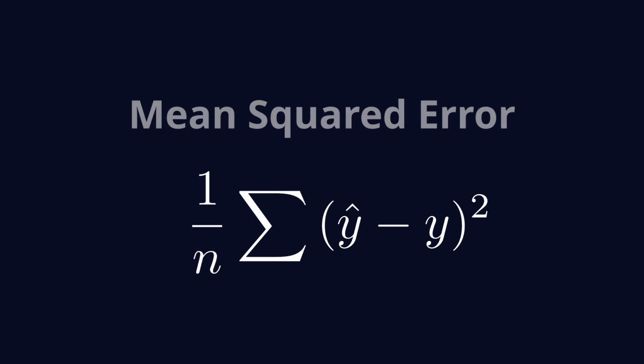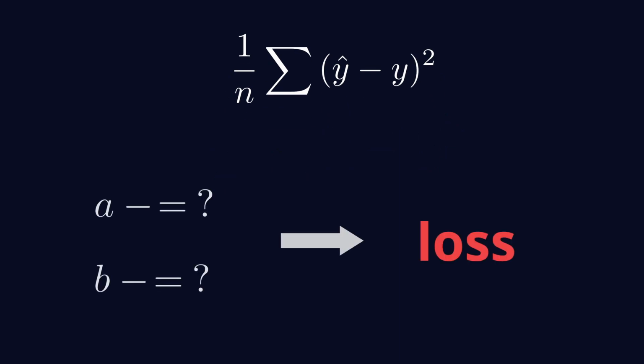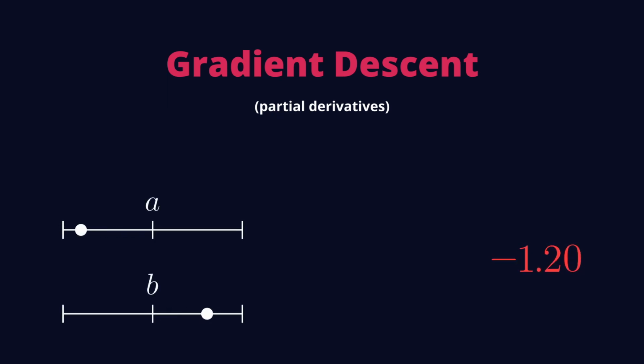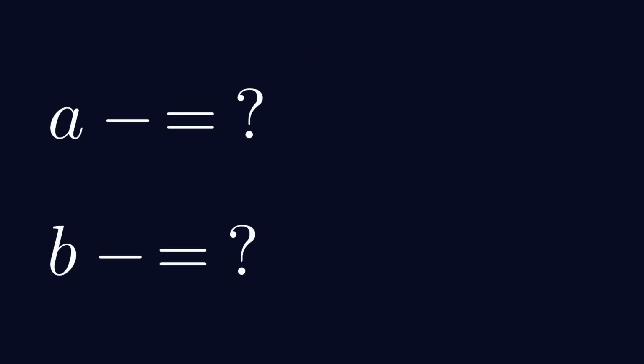Great, we have an error function that tells us the quality of our AI, but we still don't know how to adjust the parameters to decrease the loss. To do that, we can use an algorithm called gradient descent. This algorithm is using partial derivatives to figure out how sensitive the loss is to small changes in A and B. Luckily for us, we don't have to know how to partially derive to use linear regression. All we need to remember are the two formulas, and we're good to go.